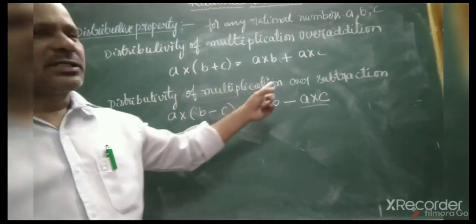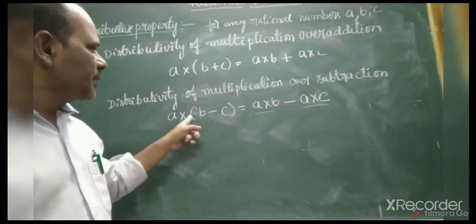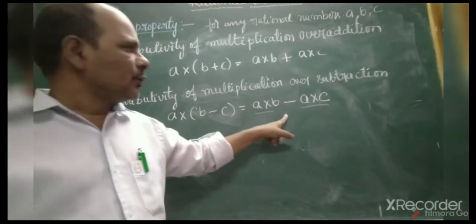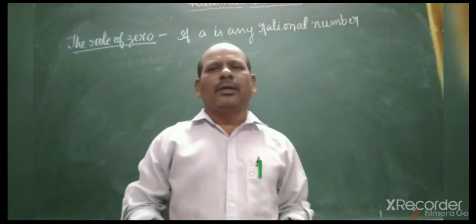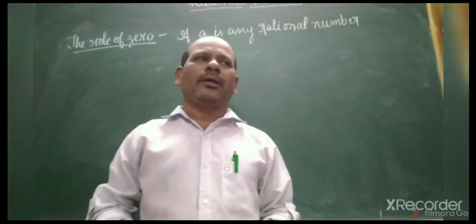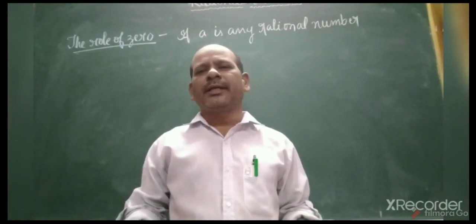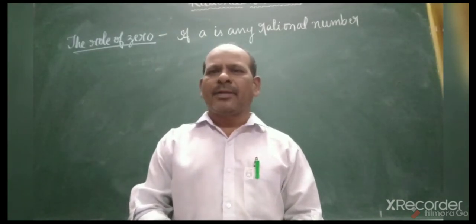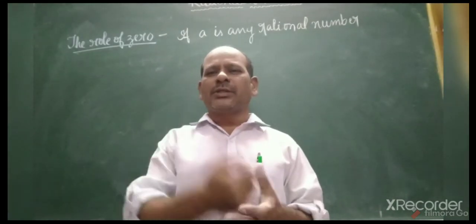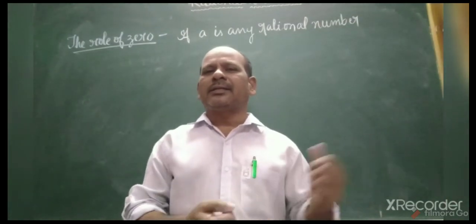Distributivity of multiplication over subtraction: A into (B minus C) is equal to A into B minus A into C. Role of 0. What is the role of 0 in rational numbers? If A is any rational number, you add A to 0. What will happen? The answer is A.